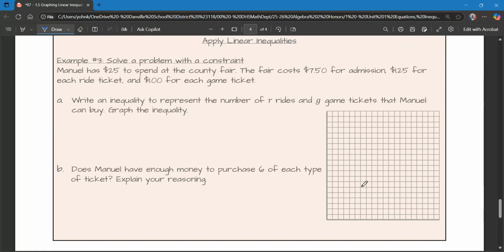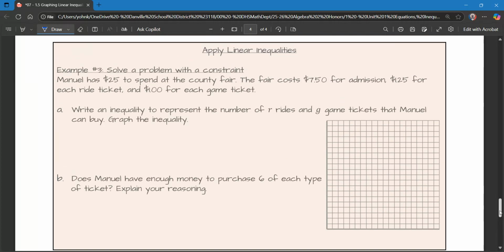Let's talk about an application of a word problem to a linear inequality. So Manuel has $25 to spend at the county fair. The fair costs $7.50 for admission, $1.25 for each ride ticket, and $1 for each game ticket. Write an inequality to represent the number of rides R and G game tickets that Manuel can buy, and graph the inequality. Notice that I only gave you quadrant 1 to graph.